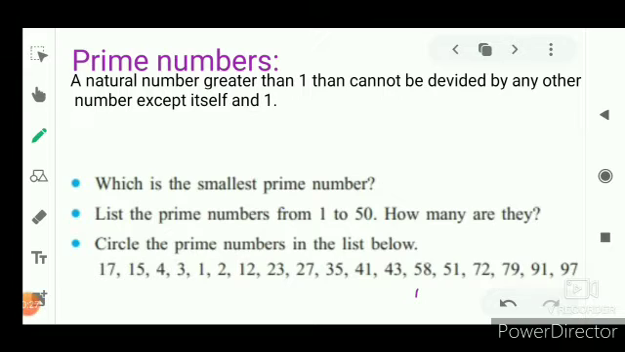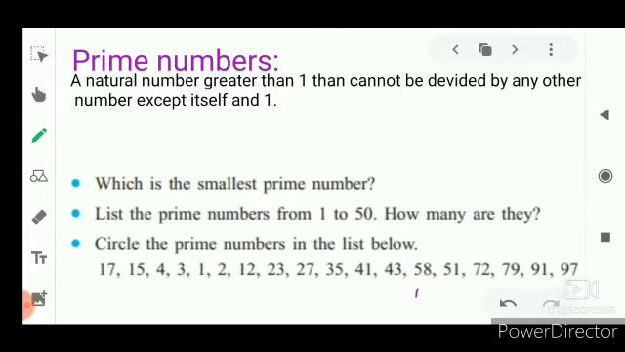Prime numbers are the natural numbers which are greater than 1 and that cannot be divided by any other number except itself and 1. It means that any number that cannot be further divided, जिसको हम further divide नहीं कर सकते, जिसके सिर्फ दो ही फैक्टर होते हैं, एक होता है 1 और एक होता है नंबर खुद. तो ऐसे नंबर्स को हम कहते हैं प्राइम नंबर्स.